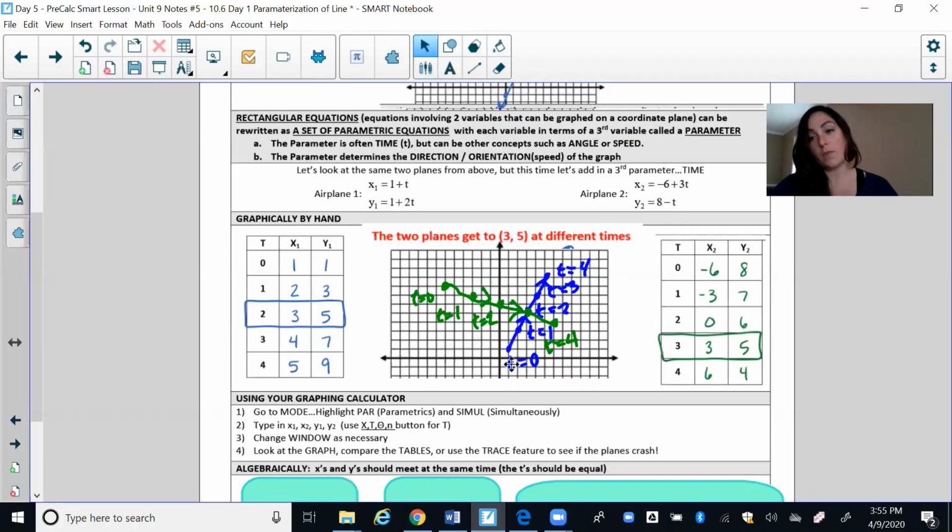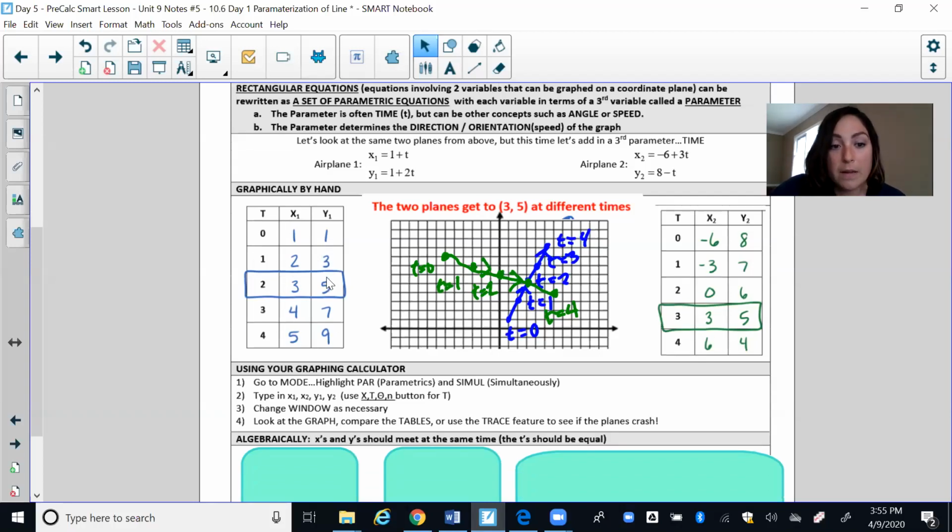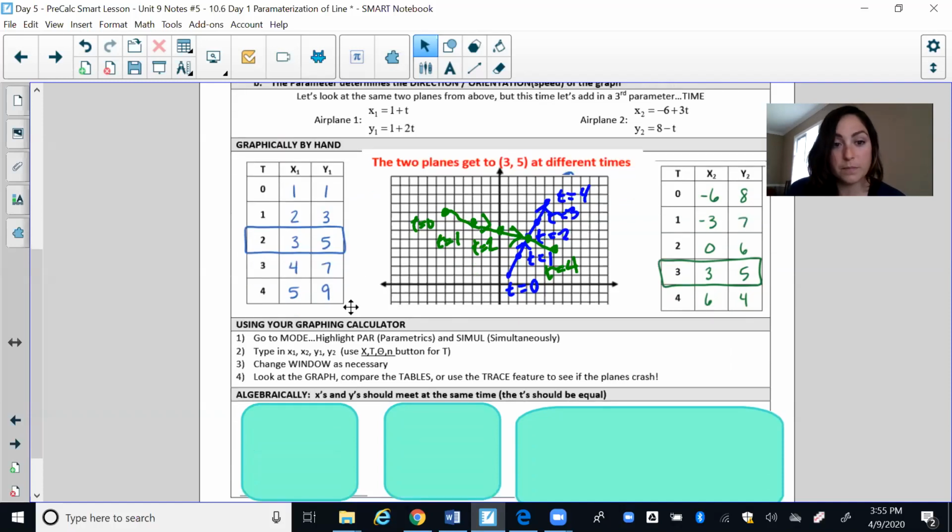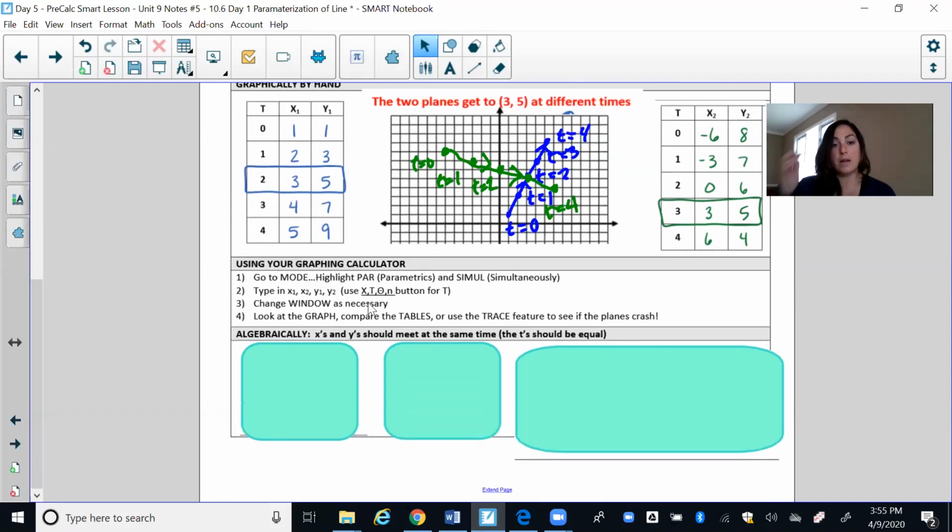Go back to our SMART lesson. All right, so that's two ways that we just answered this question. One was by hand, making a table of values, graphing it, looking at it. Second one was in our calculator, graphing it and looking at it.